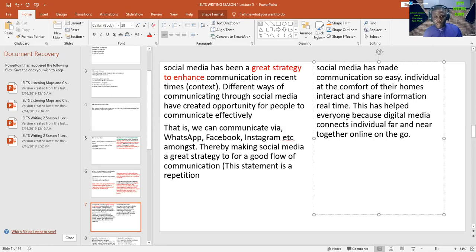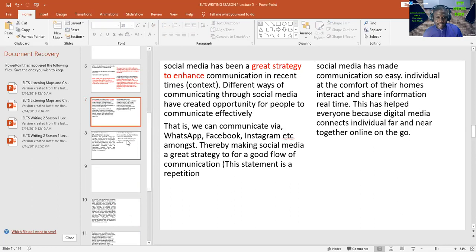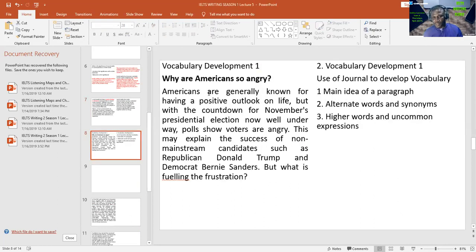So let's go into the second part now. The first part is how to write your structure sentences, that is, how to present your idea and construct your idea. Next time we'll elaborate, but let's go into the second thing for today, which is vocabulary development.